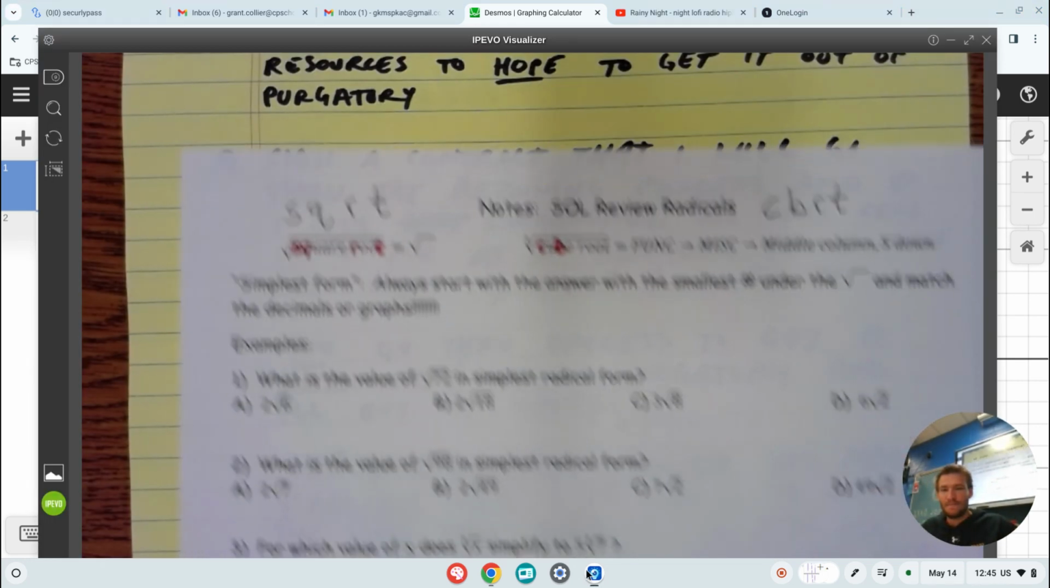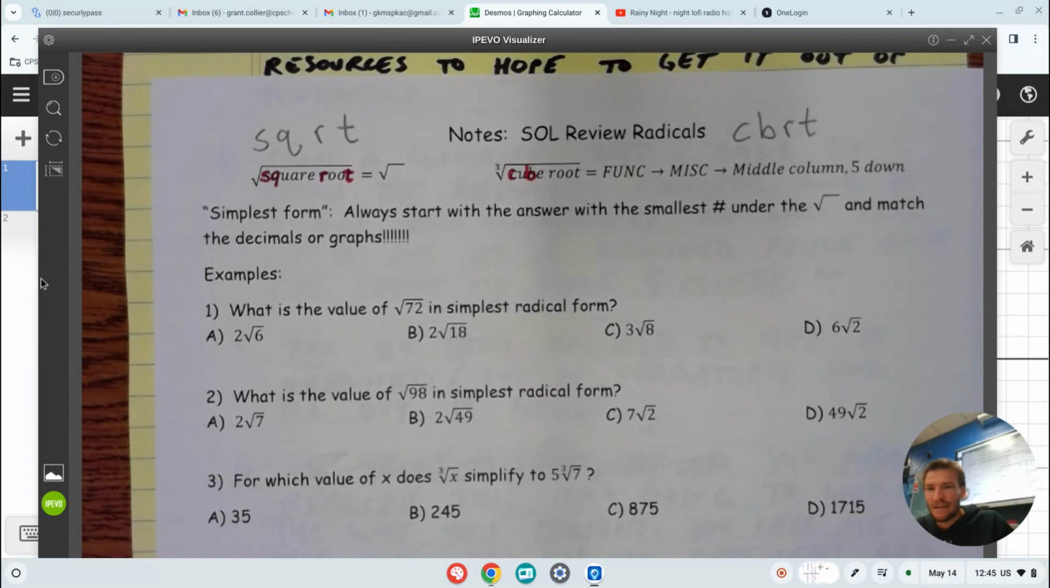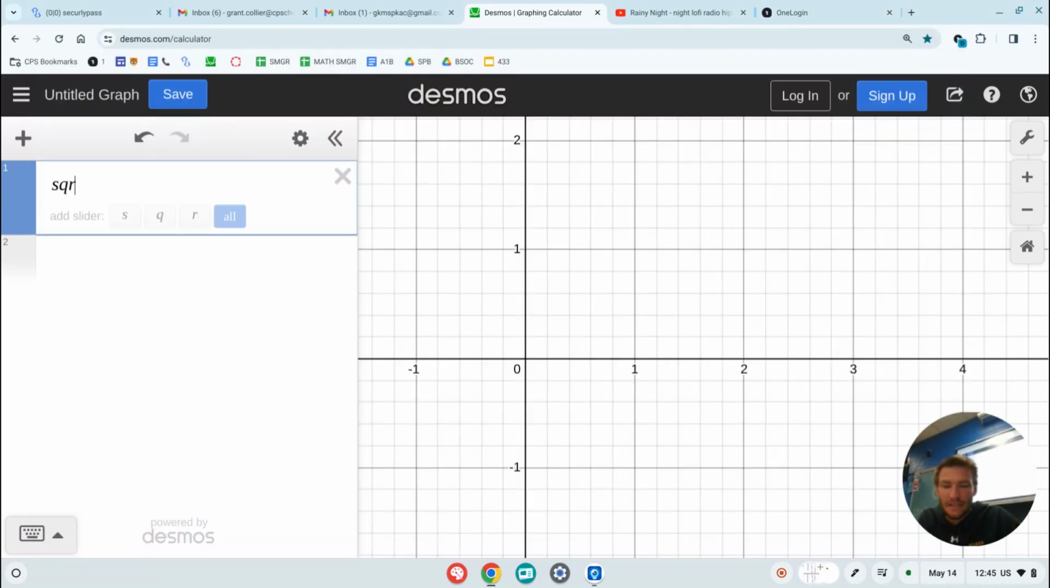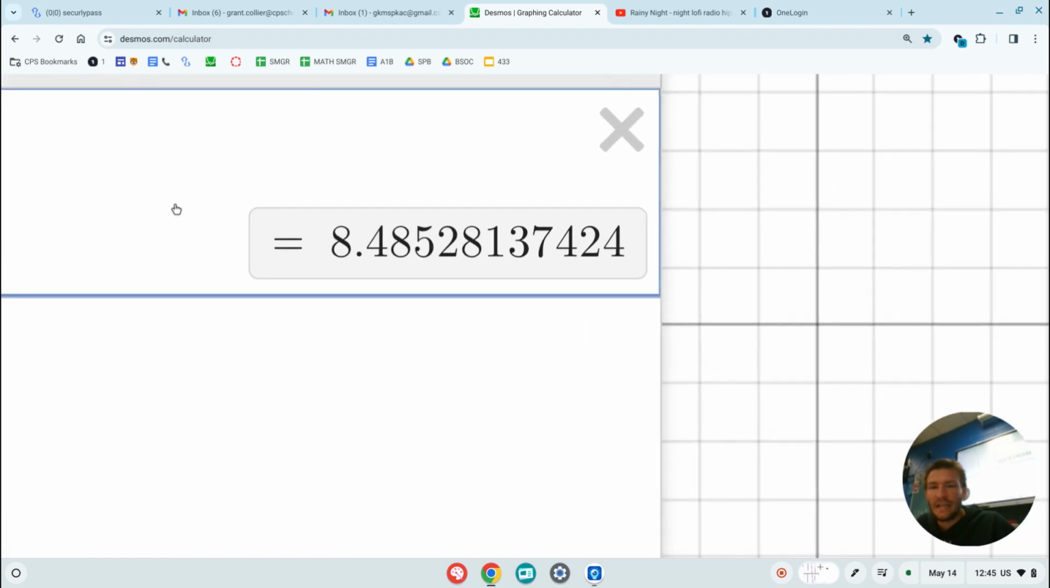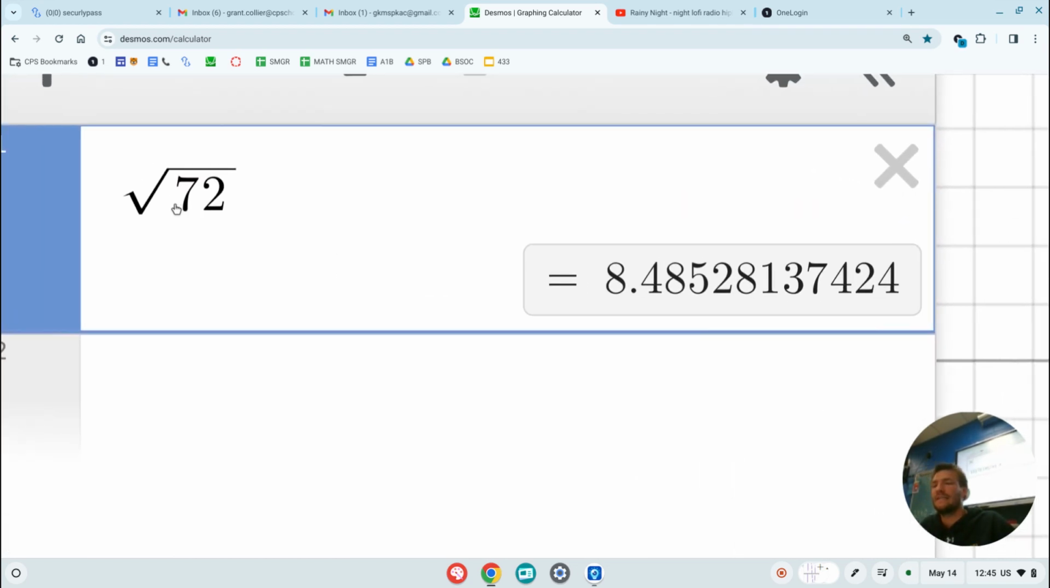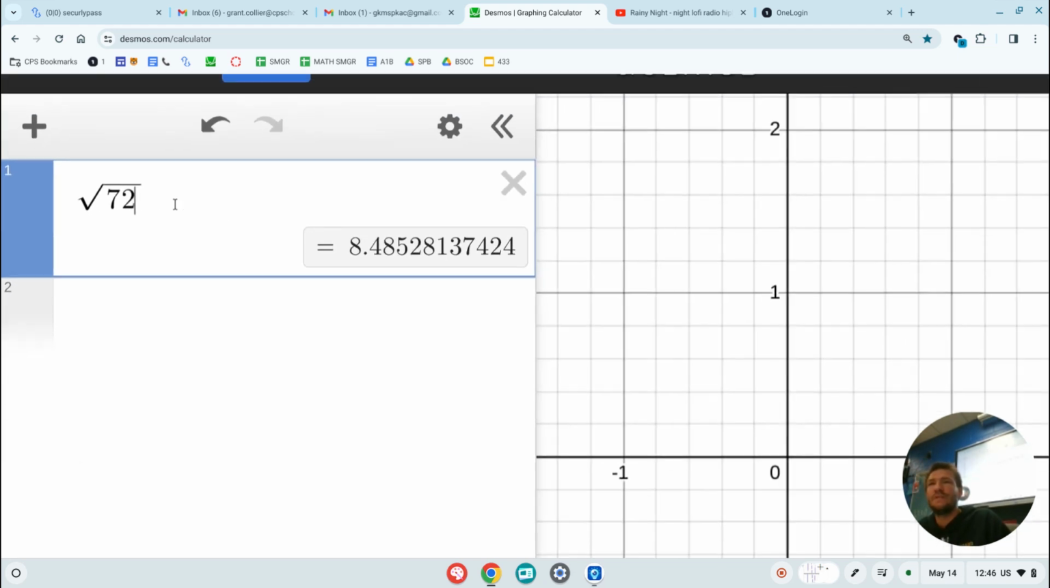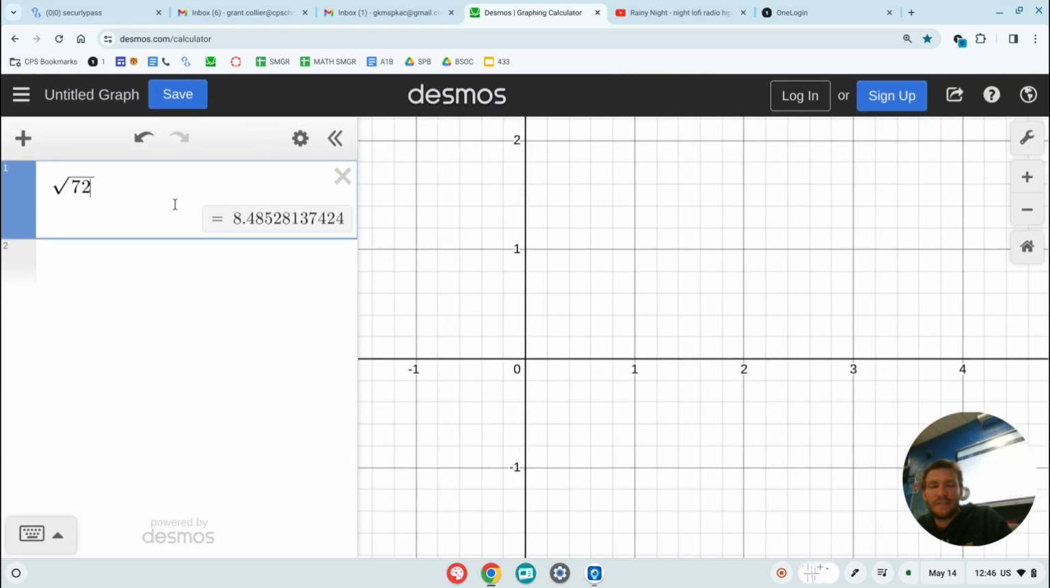Back here. The first question is square root 72, so I'm just going to type it in. Square root 72. And when I do type it in, yuck. I get a gross decimal. This decimal doesn't look anything like the answers. We've used the same strategy for pretty much the entire SOL review. Type in the question. What else are we going to type in? We're going to type in the answers.